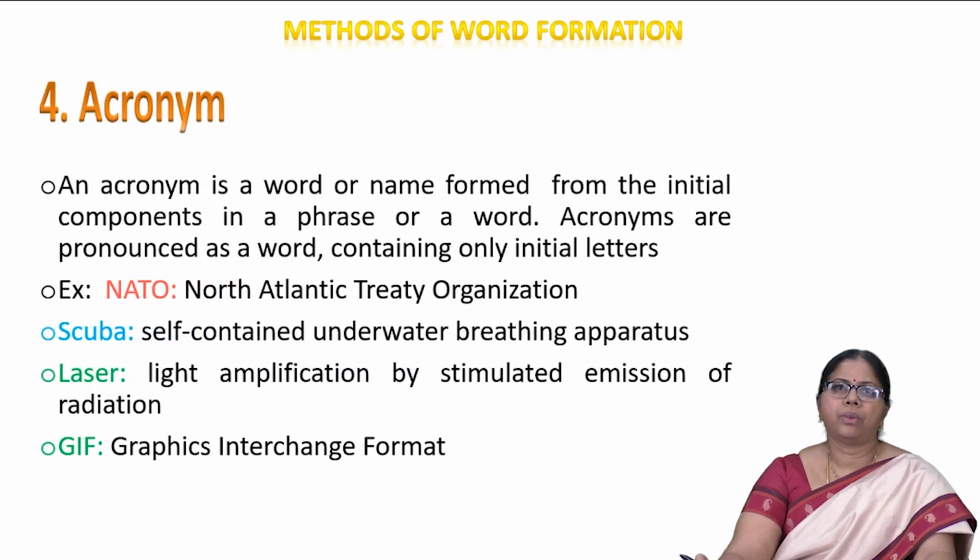Next process is acronyms. We know abbreviations, like USSR. This is an abbreviation. NATO. What is the difference between abbreviations and acronyms? An acronym is a word or name formed from the initial components in a phrase or a word. We take all the initial letters of the names, combine them together, and use it as a single name. Those are called acronyms. And abbreviations we do not pronounce as a single word. We separate the letters and pronounce them, like USSR. So let's take examples of acronyms.